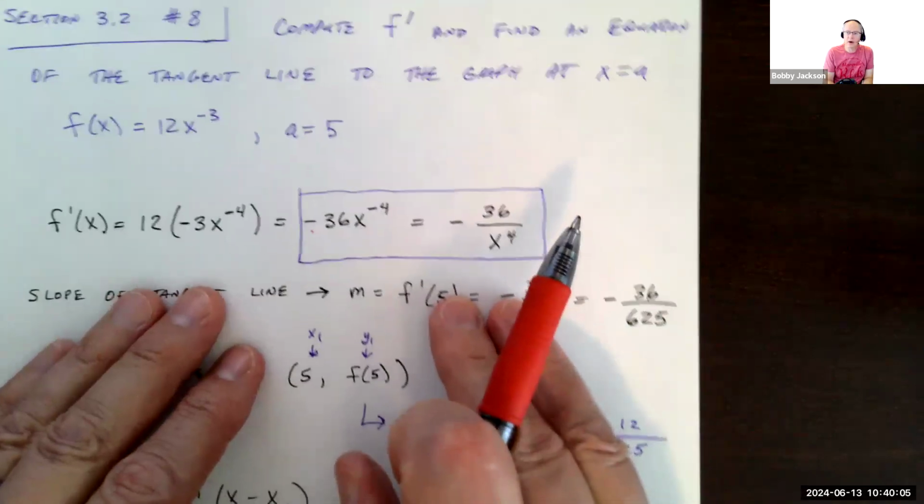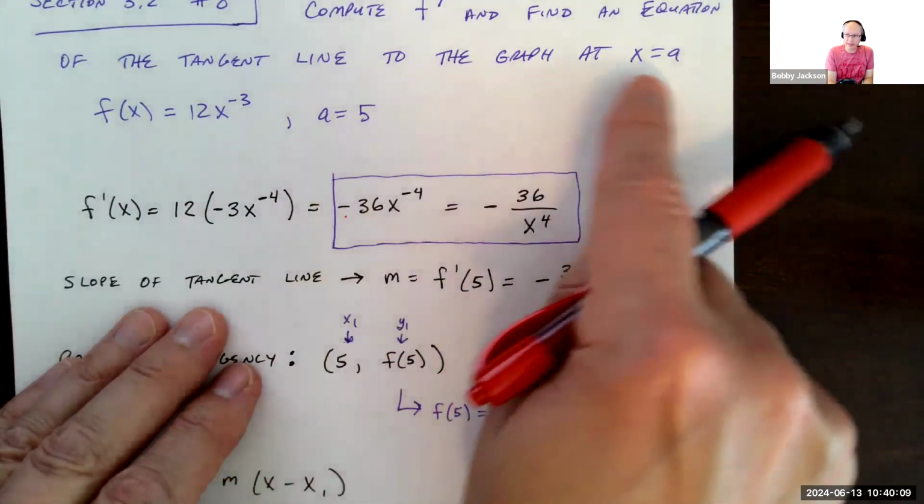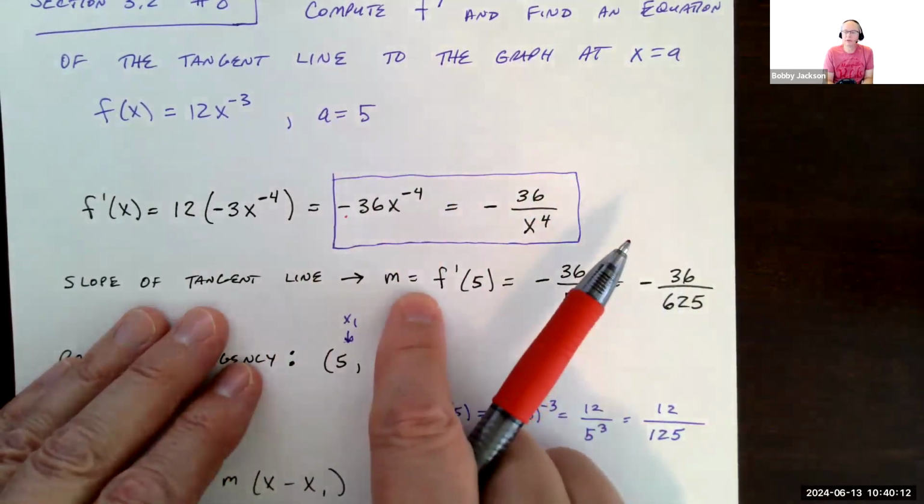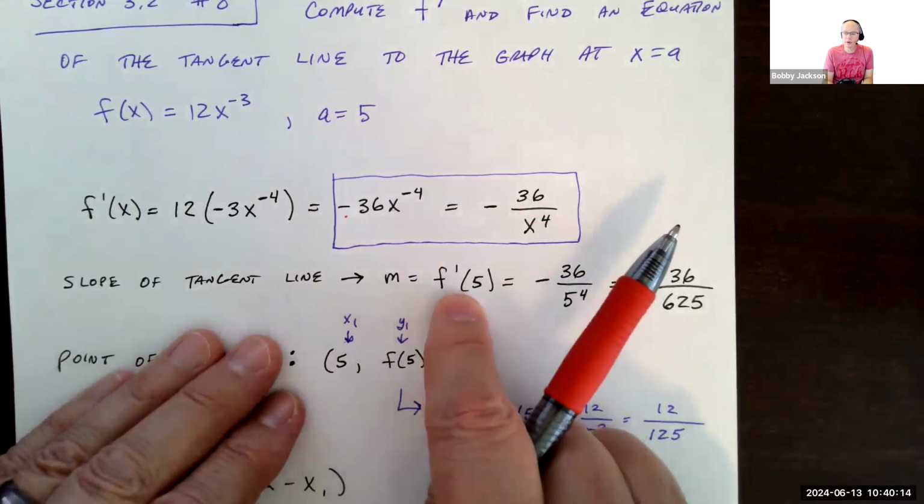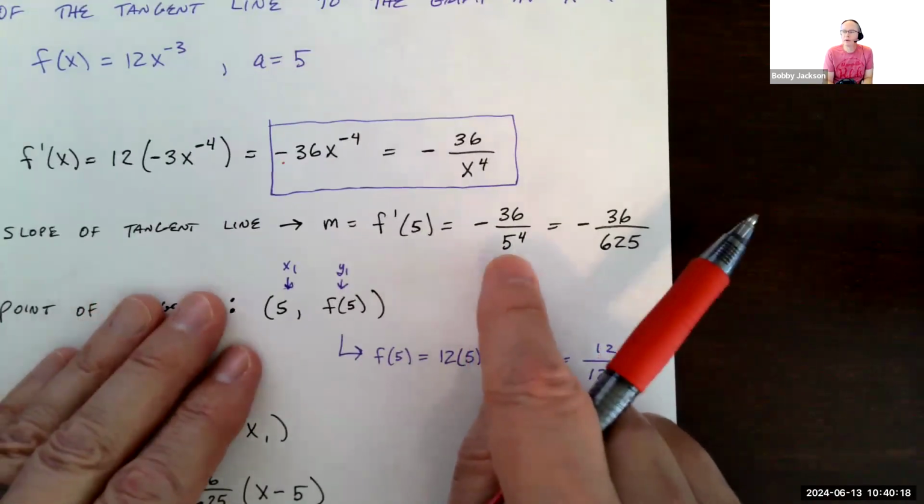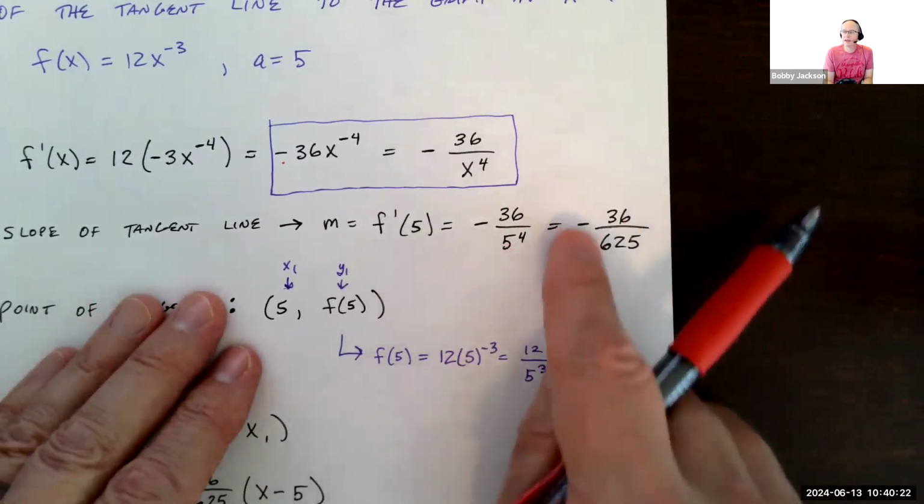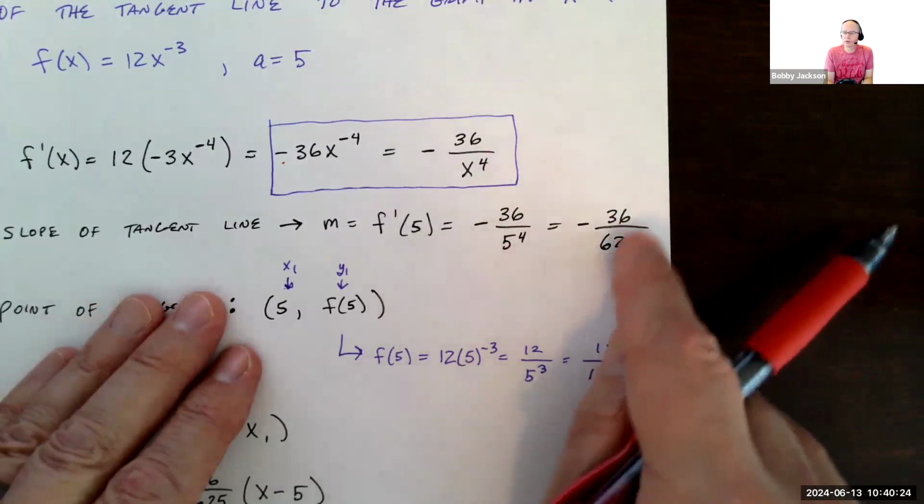Okay, so now what's the slope? The slope is going to be, of course, at x equal a, x equal 5. So I'm going to find the slope by computing this derivative at 5. So I replace x with 5. 5 to the 4th turns out to be 625. And so I get negative 36 over 625.